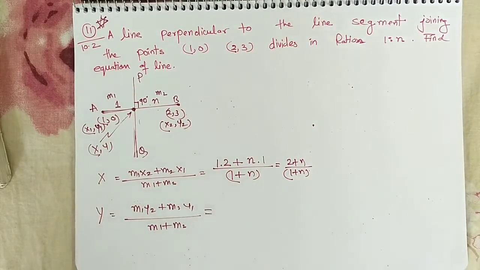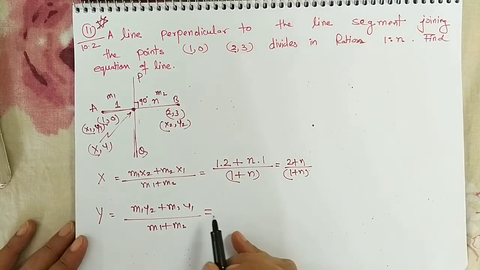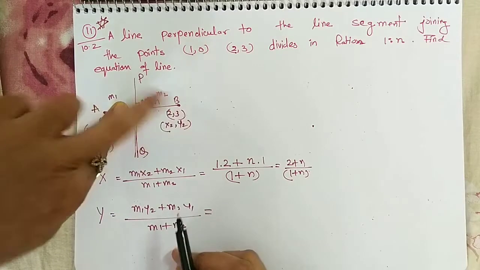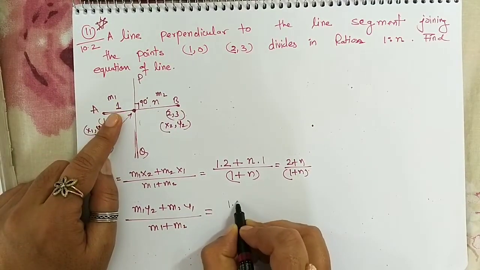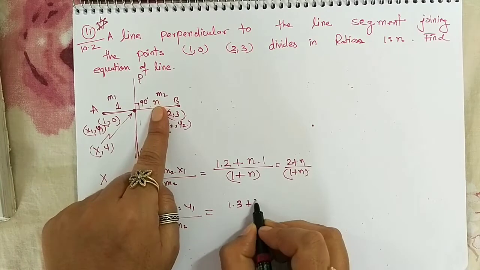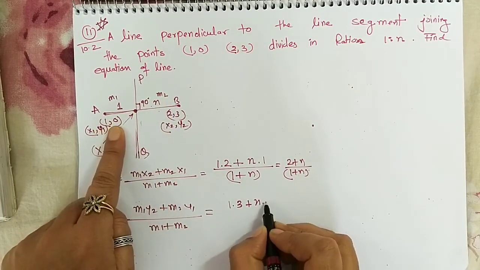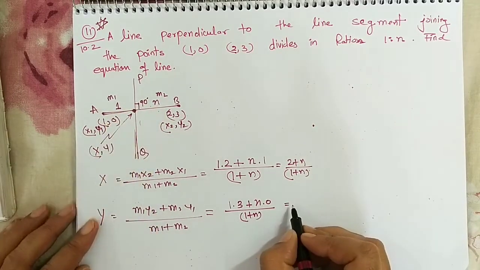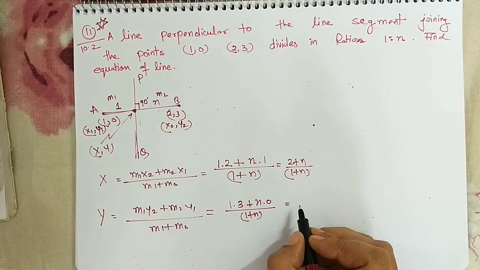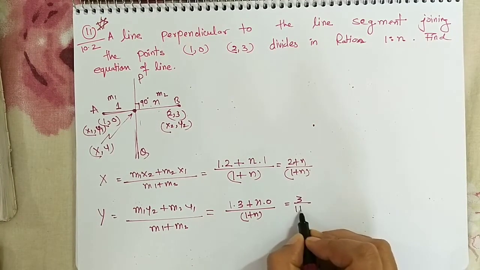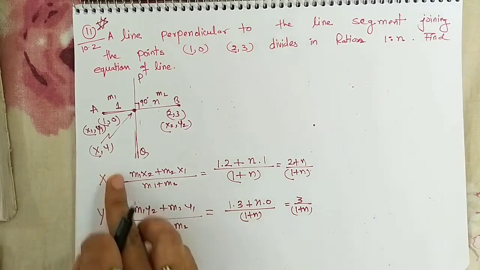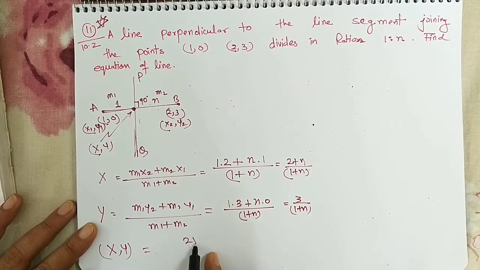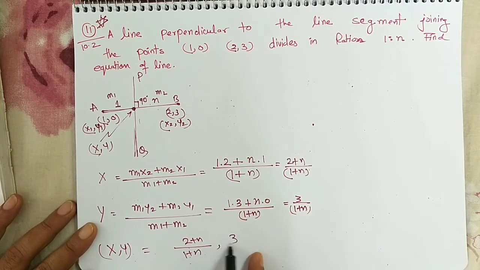Now let me try. So here we will calculate y. So y is m1 y2. So what is m1? It is 1, into y2 which is 3, plus m2 which is n, into y1 which is 0, by m1 plus m2, which is 1 plus n. So it came out to be, guys, how much? 3 by 1 plus n. So I got my point x, y. If you want, we can write down here 2 plus n by 1 plus n, 3 by 1 plus n.